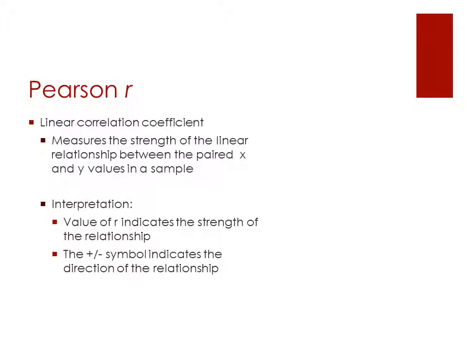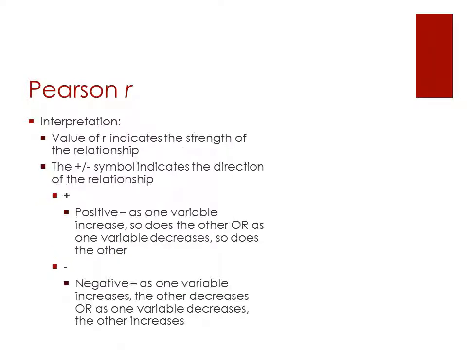The value of the R indicates the strength of the relationship. The symbol indicates the direction of the relationship. So let's take a look at some examples of these and break these down. The value of the R indicates the strength of the relationship, so the higher the number in R, the stronger the relationship.